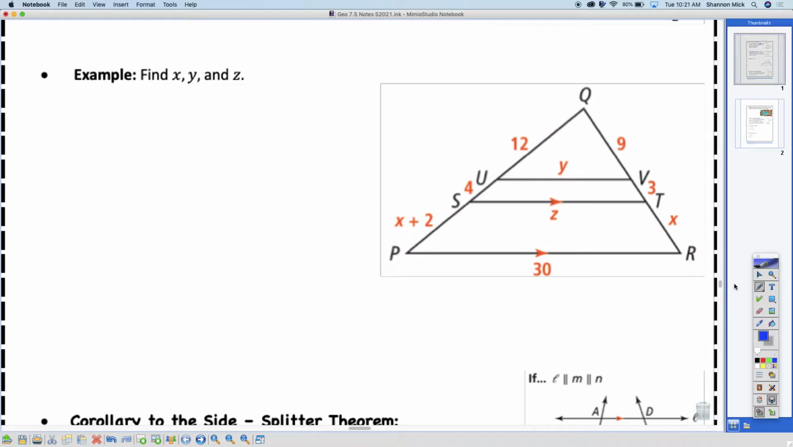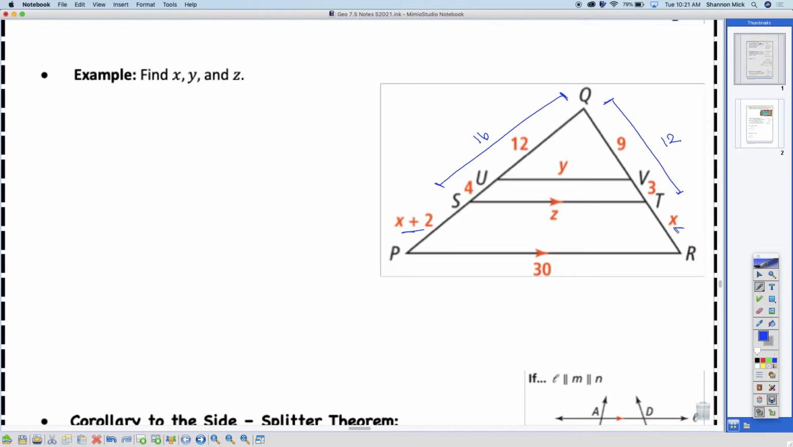I can find, what is this from here to here? How long is that? 16. How'd you get it? You had 4 and 12. You added 4 and 12. And do I have all the information from here to here? Yeah. It's 12. So I have all the information about the small triangles, so should I be able to find that other chunk down here? Yep. It says it's proportional. That's what the side splitter theorem says.